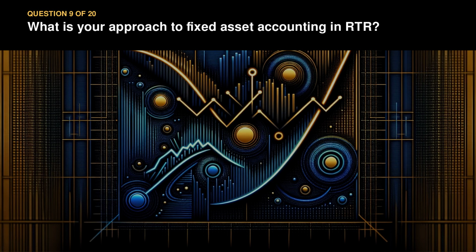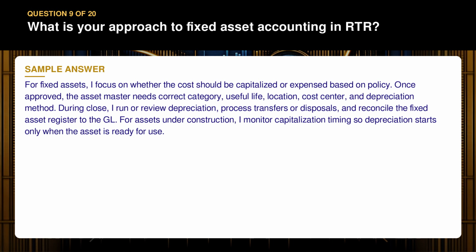Question 9. What is your approach to fixed asset accounting in RTR? For fixed assets, I focus on whether the cost should be capitalized or expensed based on policy. Once approved, the asset master needs correct category, useful life, location, cost center, and depreciation method. During close, I run or review depreciation, process transfers or disposals, and reconcile the fixed asset register to the GL.